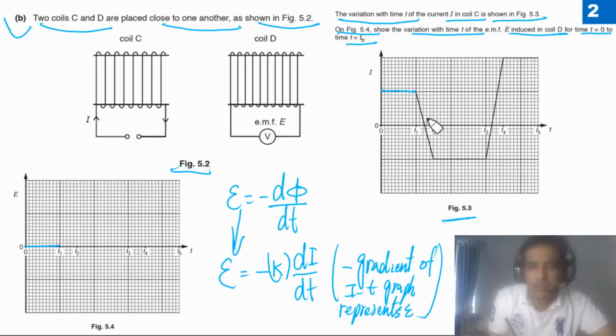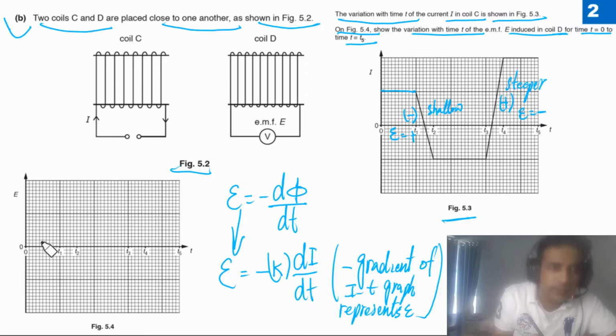And after that, gradient is negative. This gradient is negative and this gradient is positive. One thing we need to understand, this gradient is shallow. Very important point, you have to compare the next part as well. This gradient is shallow, and this gradient is steeper. This gradient is negative and this gradient is positive. So here EMF has to be positive and here EMF has to be negative.